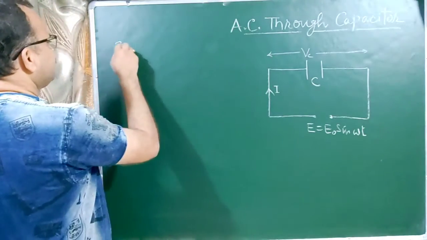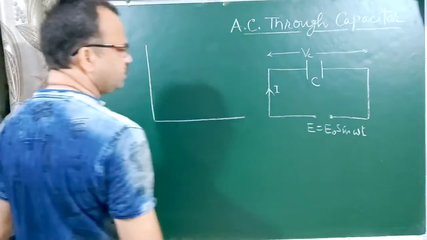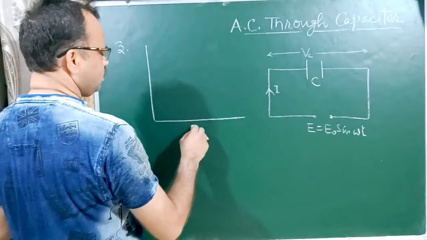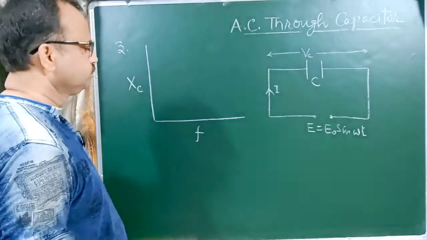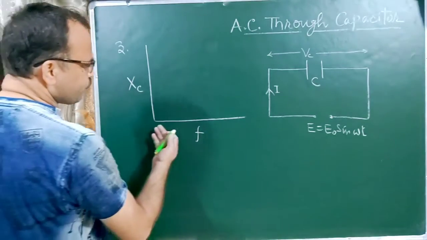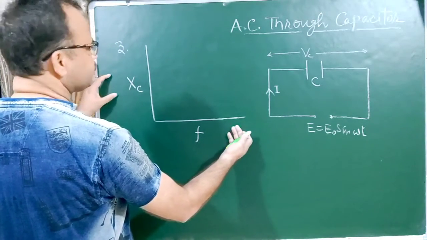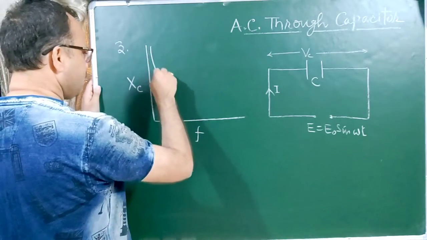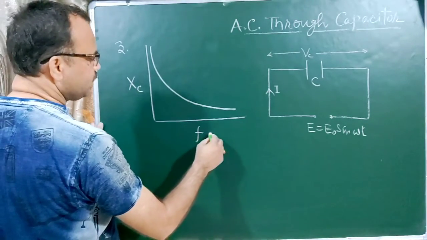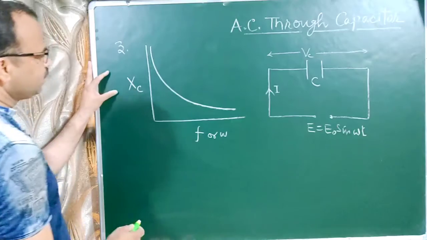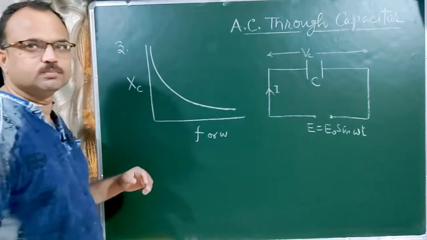Third important point is that if we draw the graph between frequency and reactance of the capacitor, then as the frequency increases, the reactance of the capacitor decreases and the graph will be like this. So we can write here omega or f: the graph between reactance of the capacitor versus frequency or angular frequency.